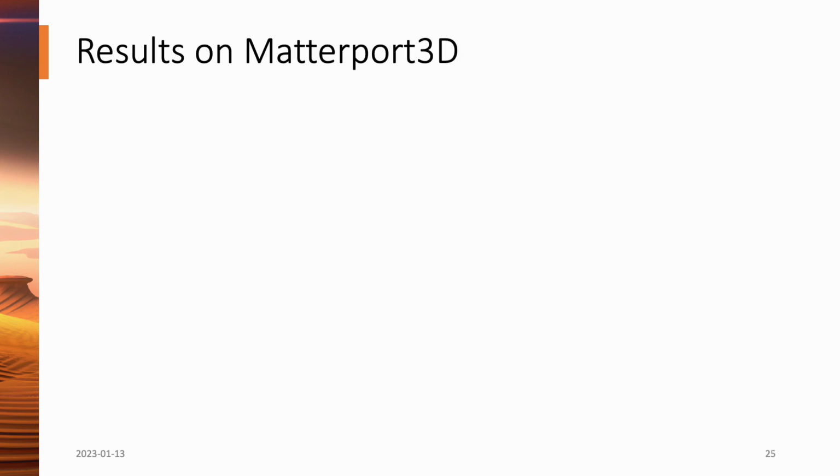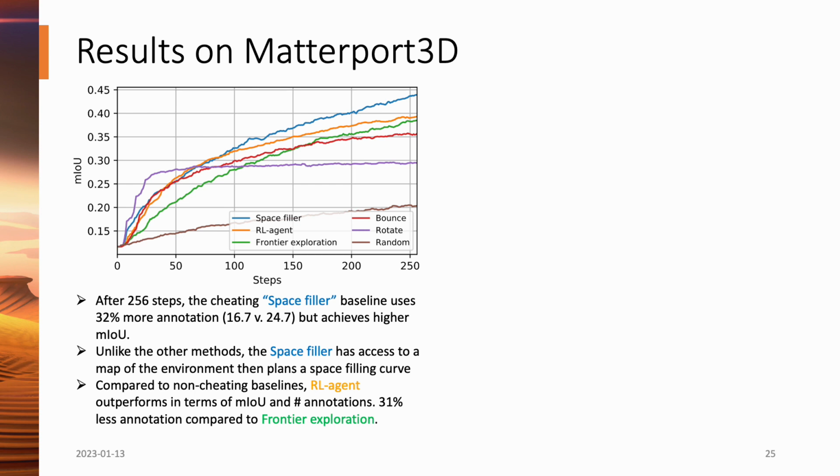Let's look at quantitative results on the photorealistic Matterport 3D simulator. On the x-axis, we have the number of actions taken by the different methods we have proposed, and on the y-axis, we have our mIoU score, where higher is better. The top blue line is a space-filling curve method. This method requires knowing the layout and reachability of the environment in advance, and hence has an unfair advantage compared to other methods, and it is included as an upper bound method.